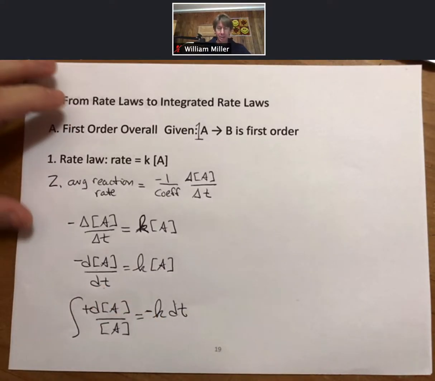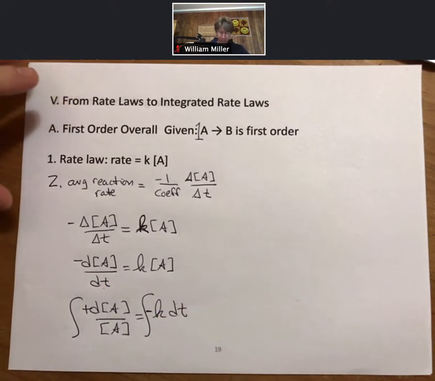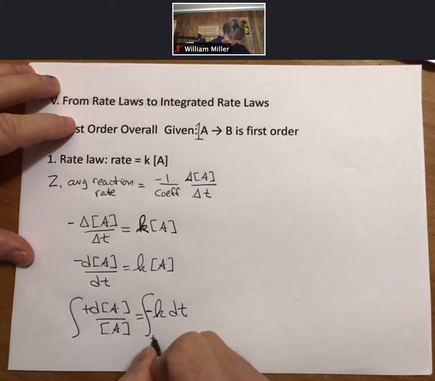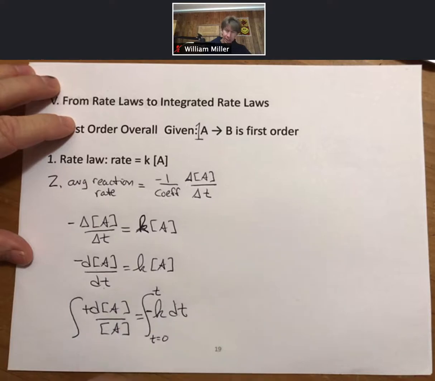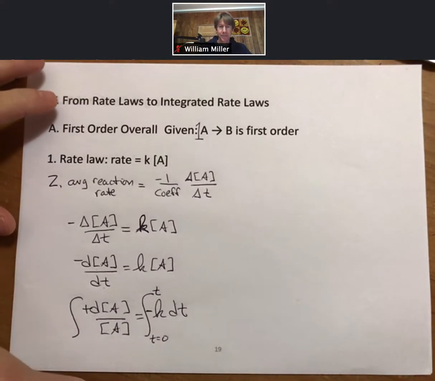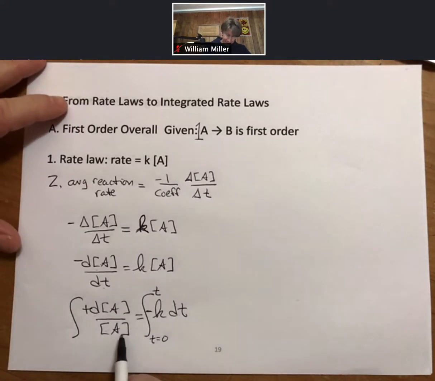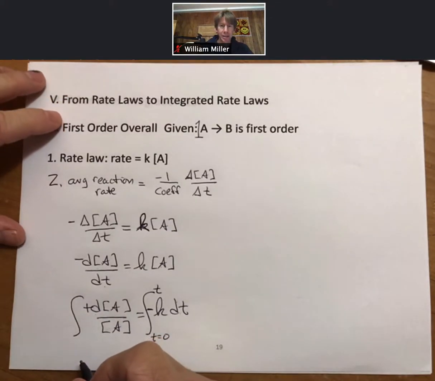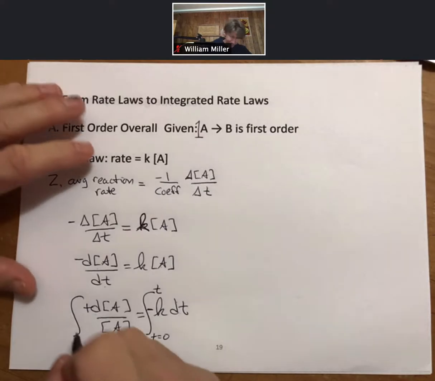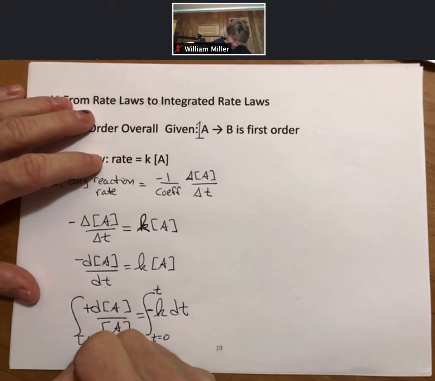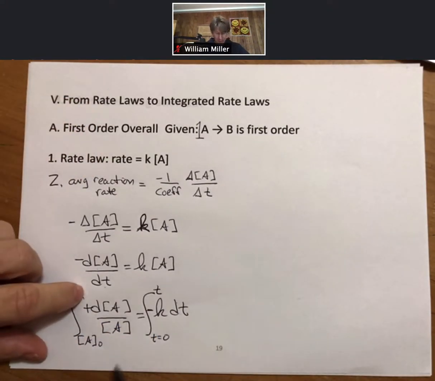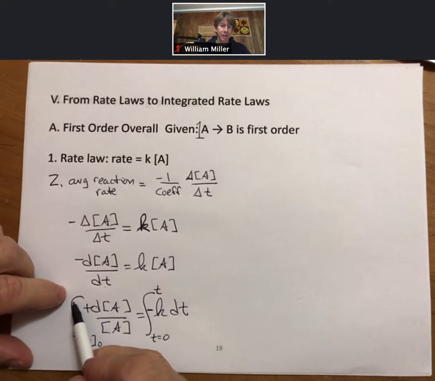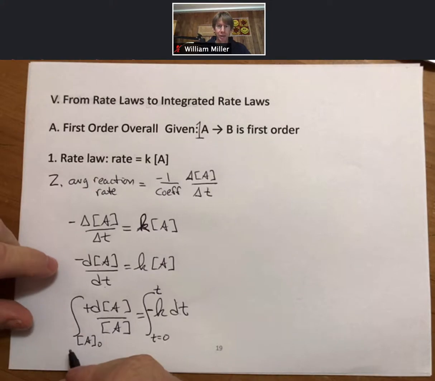This is now separated into the concentration of A and the time parts. So I'm now going to integrate both sides. And when I integrate both sides, I'm going to integrate from time equals 0 to whatever time I'm at currently. At time equals 0, my concentration of A will be concentration of A sub 0, and that'll usually be given in the problem. And at time t, my concentration of A will be concentration of A sub t.